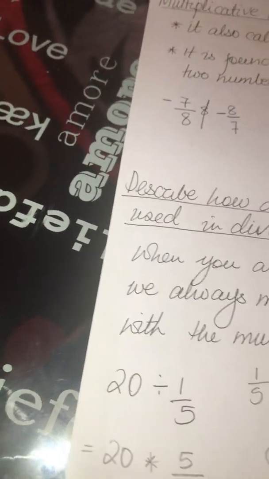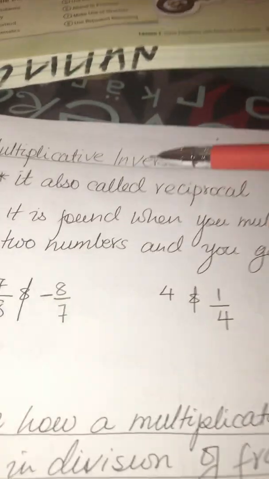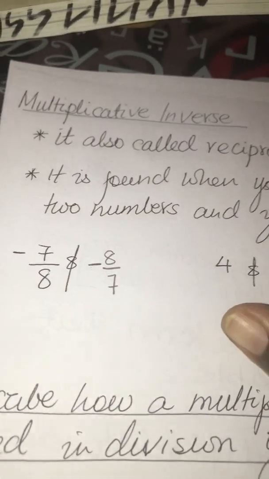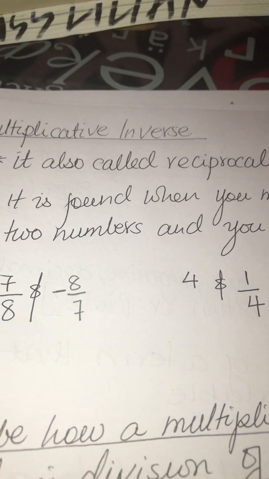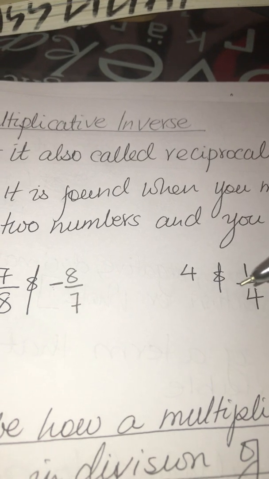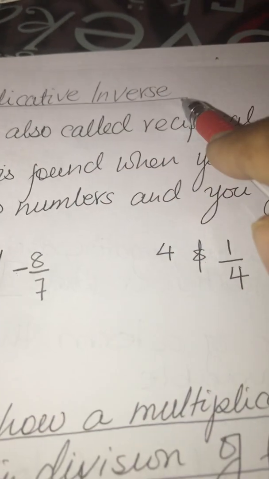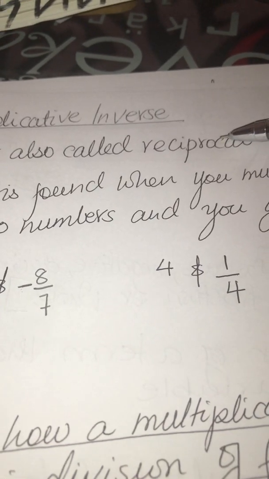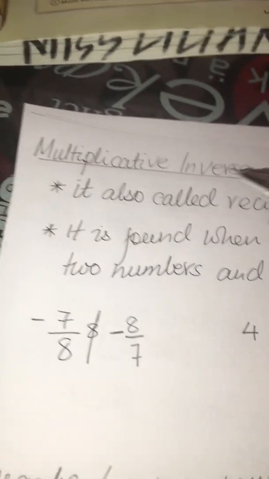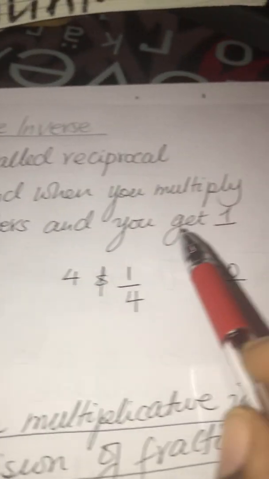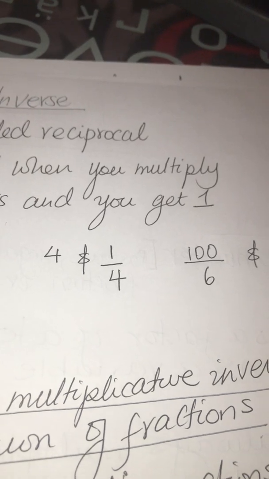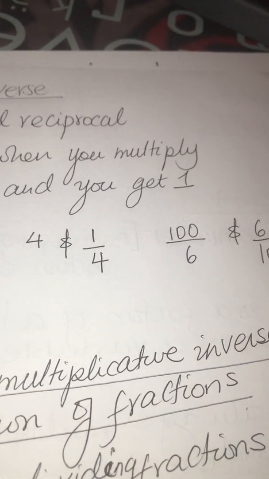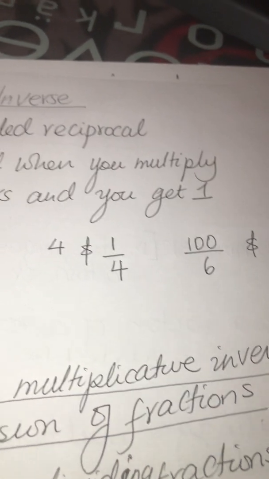All right. So the second vocabulary we must know is called the multiplicative inverse. You have seen its other name before you came to this grade. The other name for multiplicative inverse is called the reciprocal. It is found when you multiply two numbers and you get 1. We usually use it in fractions. That is where we usually use the multiplicative inverse.